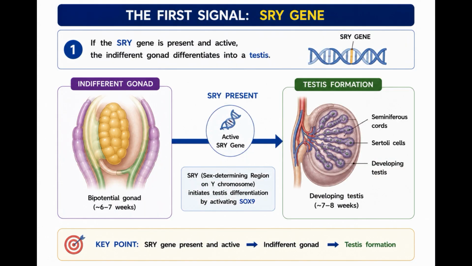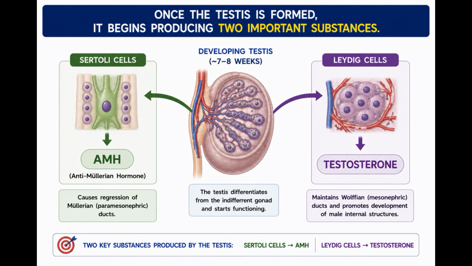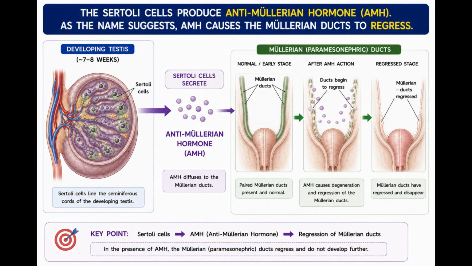The first signal is the SRY gene. If the SRY gene is present and active, the indifferent gonad differentiates into a testis. Once the testis is formed, it begins producing 2 important substances. The Sertoli cells produce anti-Müllerian hormone, or AMH. As the name suggests, AMH causes the Müllerian ducts to regress.